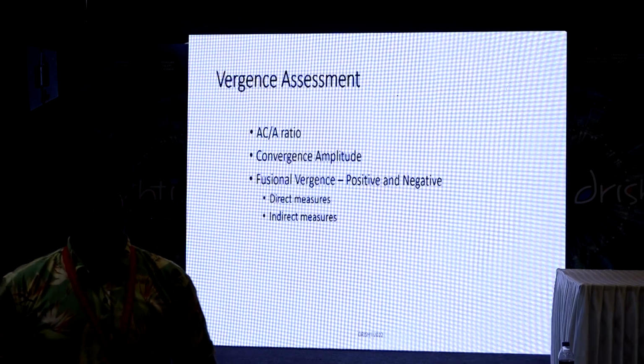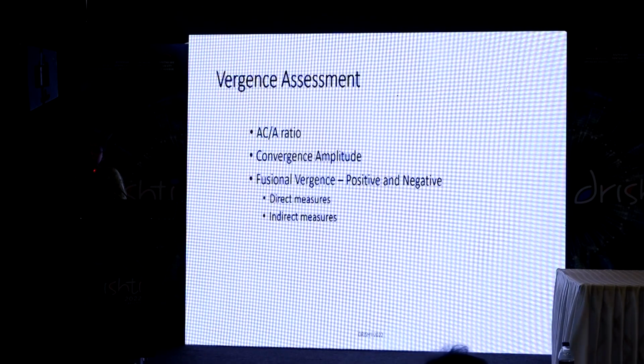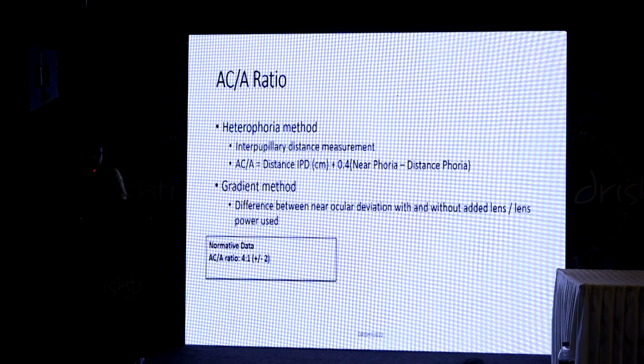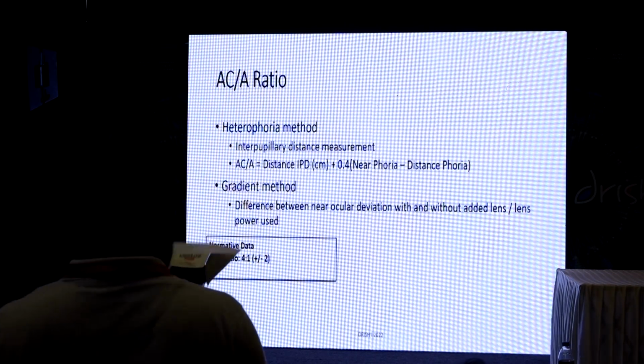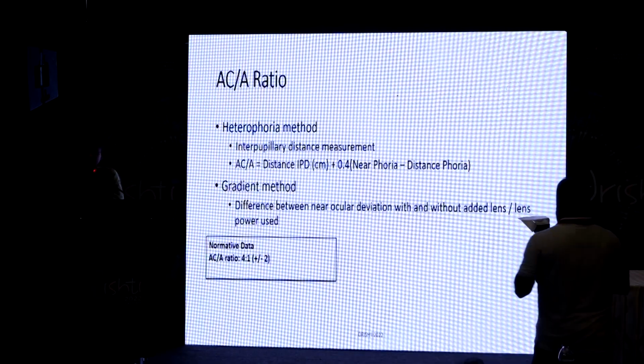Next, coming to the group of tests for vergence assessment, wherein you need to measure the AC/A ratio, the convergence amplitude and the fusional vergence, both the positive as well as the negative fusional vergence. You have tests which are direct measures of fusional vergences as well as indirect measures. Talking about the AC/A ratio, this is very important because it helps you to arrive at a correct diagnosis. You have two methods of assessing the AC/A ratio, the heterophoria method and the gradient method.